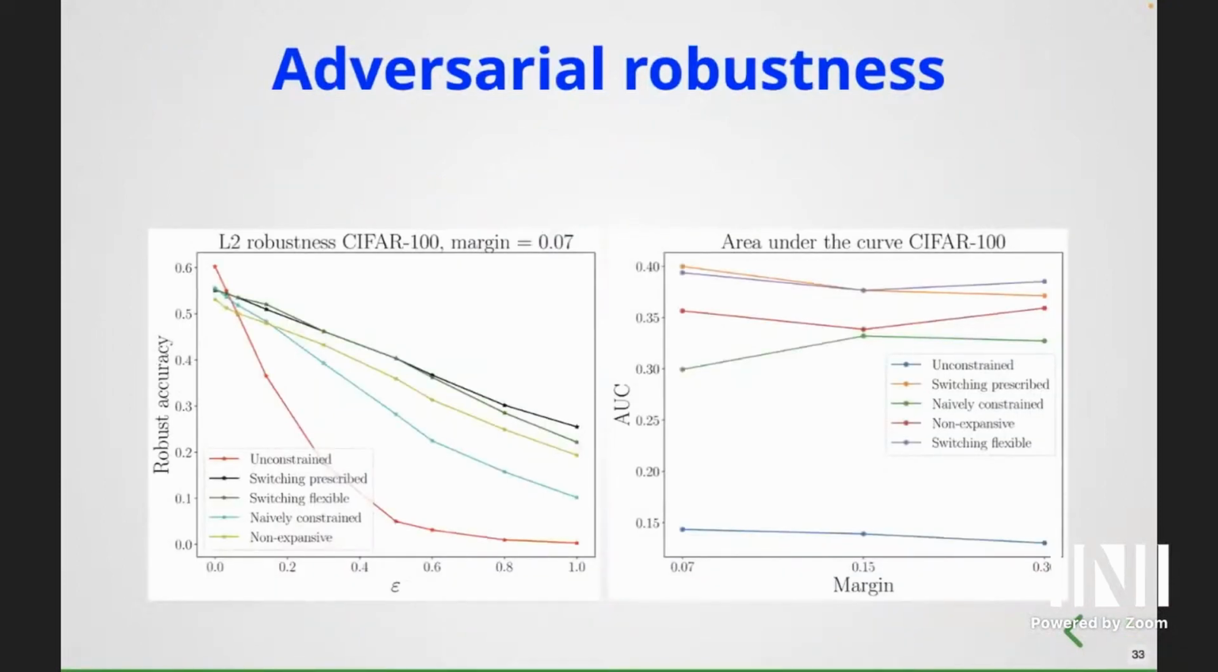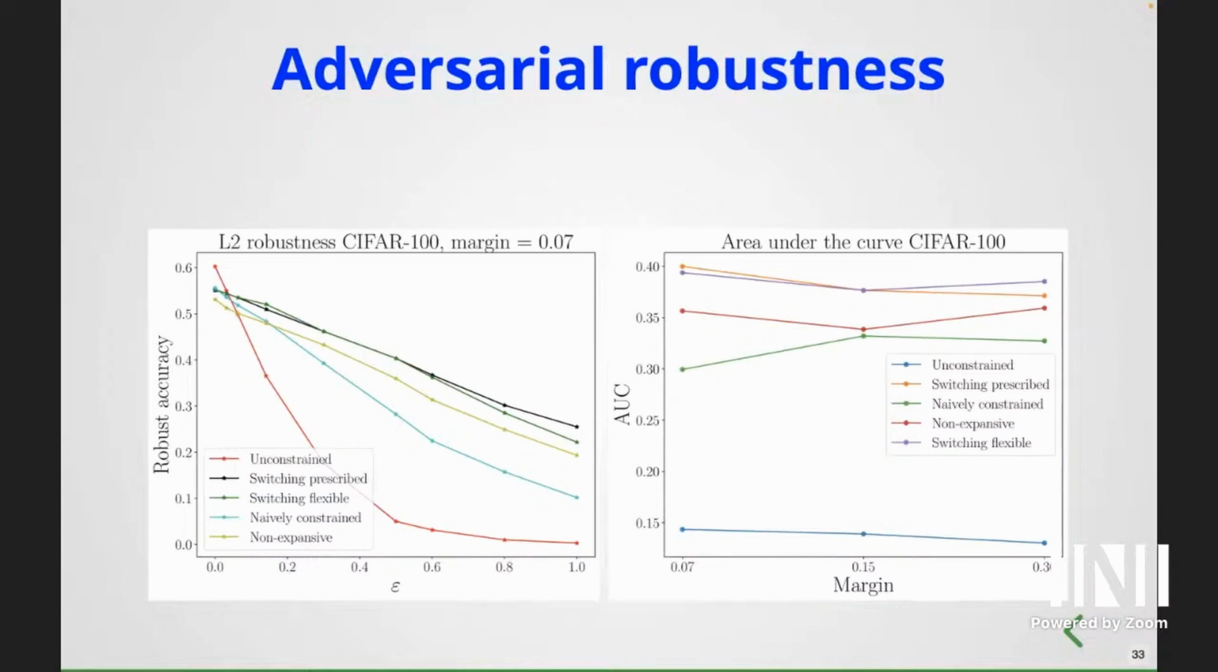And this is just the conclusion essentially. So we used various ways to alternate these expansive and contractive steps. This is what I call switching prescribed and switching flexible. And then unconstrained is the one I used to generate the cat example before. So you see that if you increase the epsilon, which is the magnitude of the perturbation to the image, then on the y-axis you have the accuracy of the model.